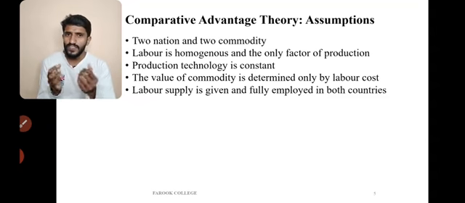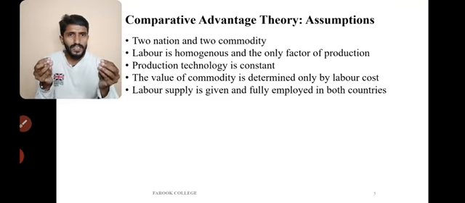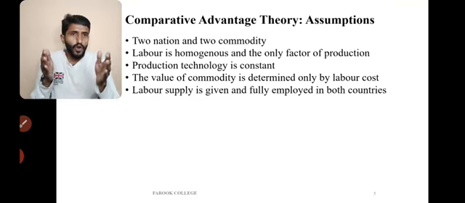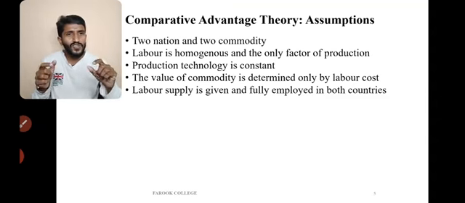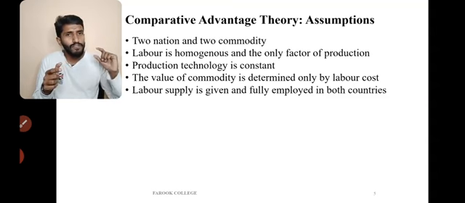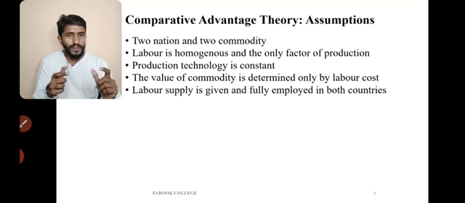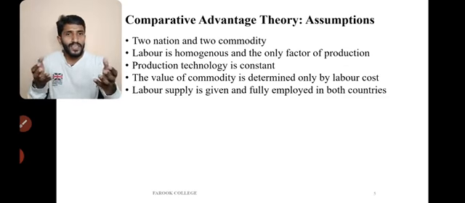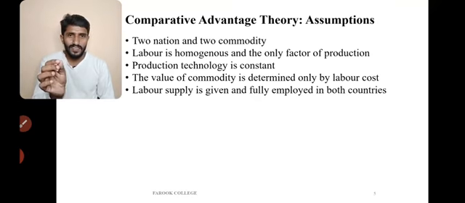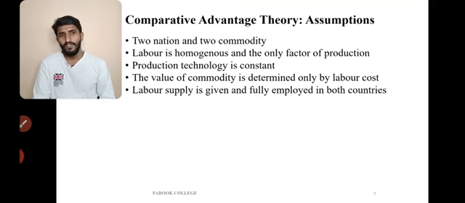What does labor is homogeneous mean? The productive capacity of all the labors might be different, then we would say that the labors are heterogeneous. But here, labor is homogeneous means the productivity and the different abilities of different labors are the same. So all the labors are the same in productive capacity and in their ability. They are homogeneous or equal in several aspects. That's why we are saying labor is homogeneous and it is the only factor of production.